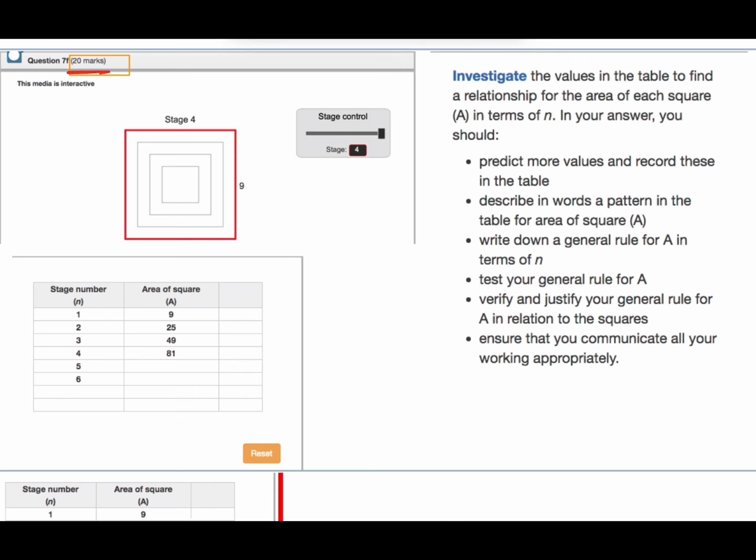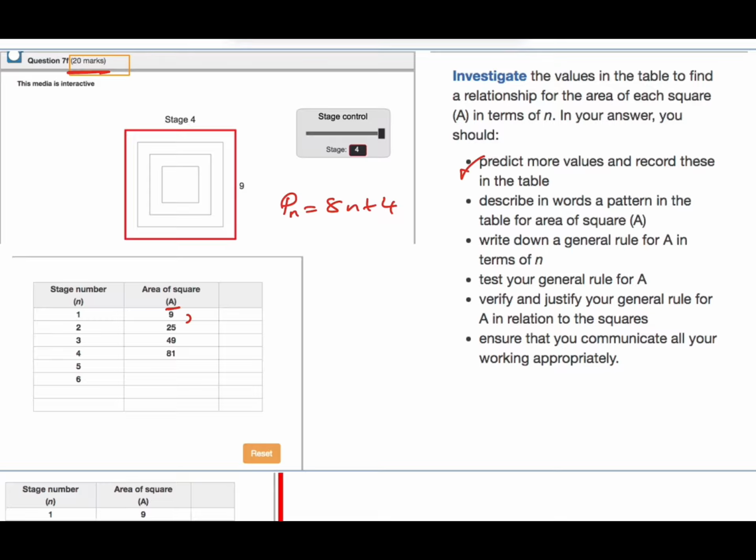Okay, so we're still talking about the same squares. So the perimeter of the squares, we know, is 8n plus 4. But now we're talking about the area of the squares, okay? So it wants us to investigate the relationship in the table with the area. It wants us first to predict more values in the table.